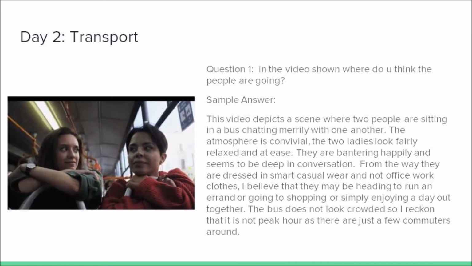From the way they are dressed in smart casual wear and not office work clothes, I believe that they may be heading to run an errand or going shopping, simply enjoying a day out together. The bus does not look crowded at all, so I reckon that this is not a peak hour, as there are just a few commuters around.